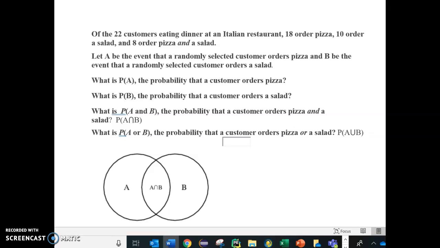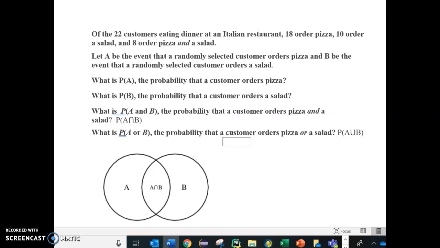In this particular problem, that isn't the case. These are not mutually exclusive events. We can tell because the probability of A is the probability a customer orders pizza, the probability of B is the probability a customer orders a salad, and the probability of A and B is the probability they order a pizza and a salad. And that's not zero. There are customers who order both. In fact, there are 8 of them. So both things can happen at the same time and sometimes do.